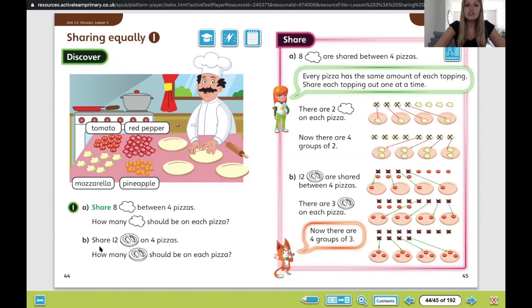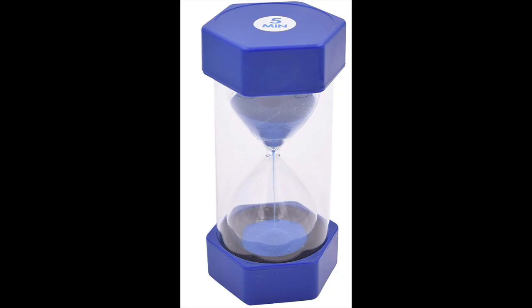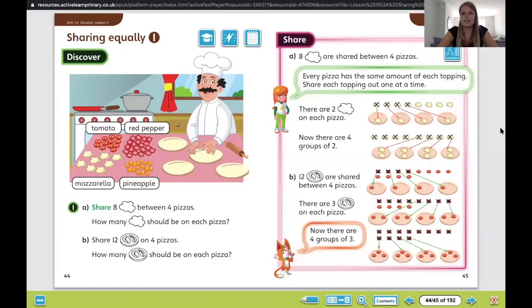1b. Share 12 tomatoes on 4 pizzas. How many tomatoes should be on each pizza? Have a little bit of time now to discuss this with somebody at home and then we'll come together and we'll share our ideas. Okay, so let's share our findings together.